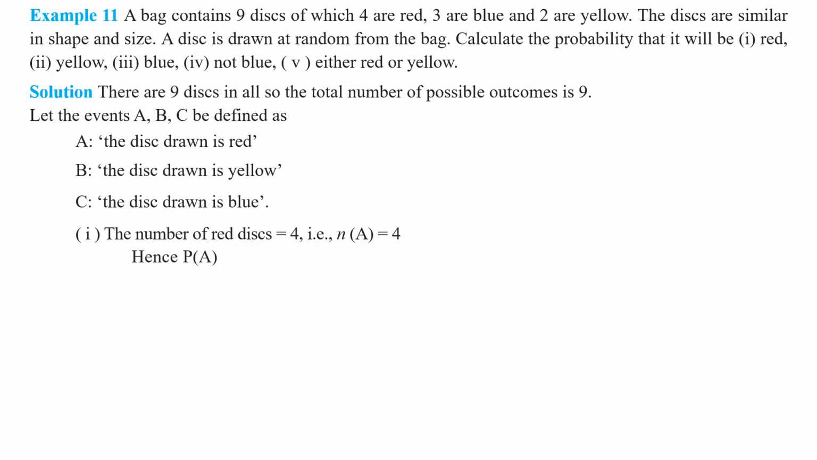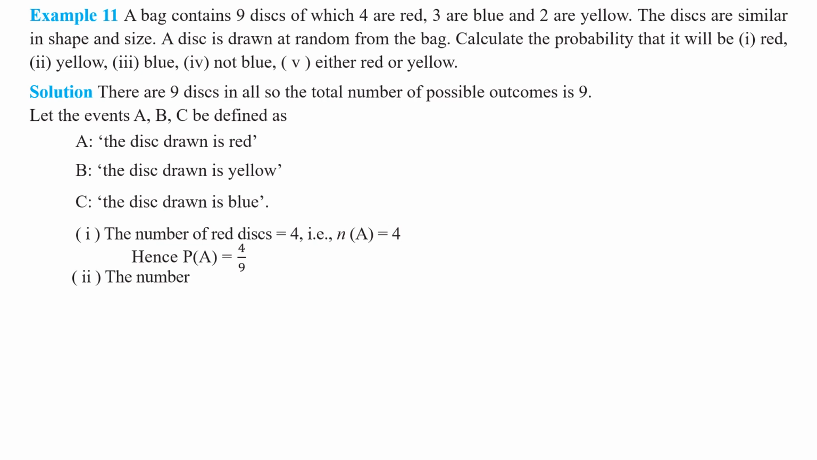Hence P of A is equal to n of A by n of S. What is n of A here? 4. What is n of S? 9. So 4 by 9. This is the probability of the first event, event A.